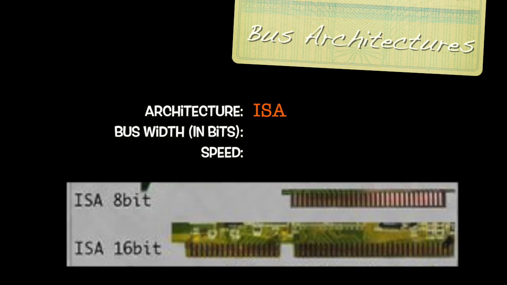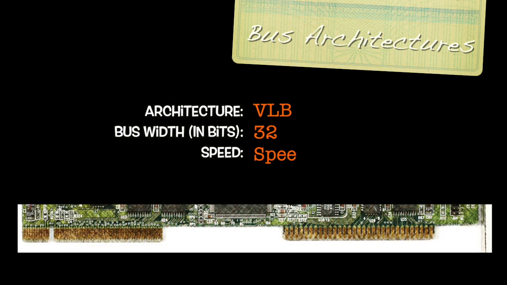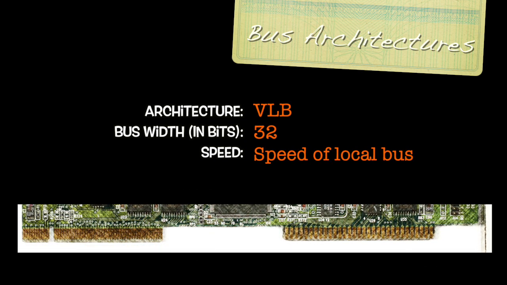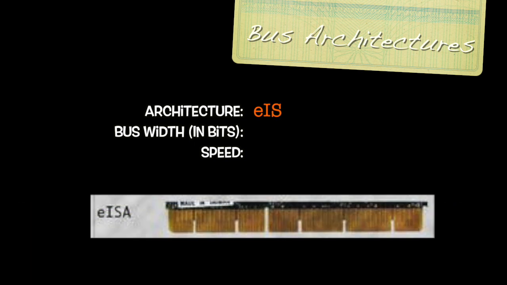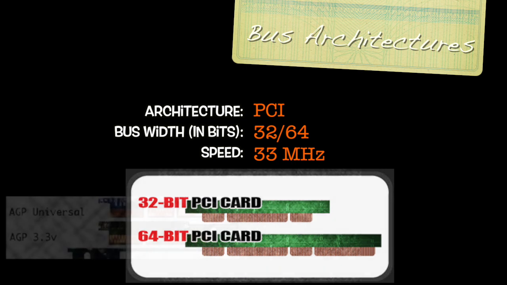The ISA has a bus width of 8 or 16 and a speed of 8 MHz. The MCA has a bus width of 32 and a speed of 10 MHz. The VLB has a bus width of 32 and is the speed of the local bus. And the EISA has a bus width of 32 and a speed of 8 MHz. The PCI has a bus width of 32 or 64 and a speed of 33 MHz.